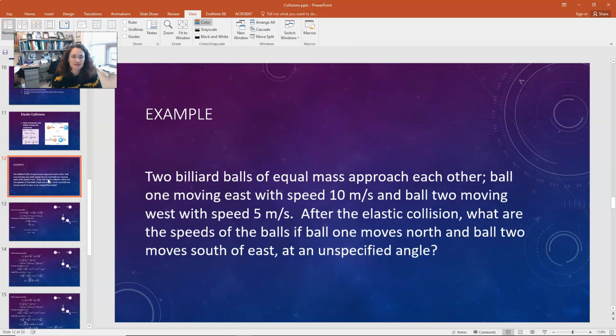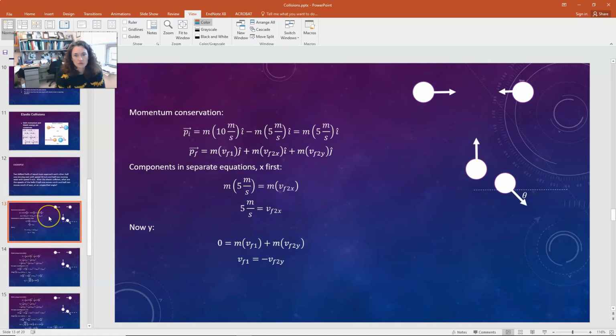After the elastic collision, what are the speeds of the balls if one ball moves north and ball 2 moves south of east at an unspecified angle? Okay, so let's do this. We're going to have both momentum and energy conservation in this problem.